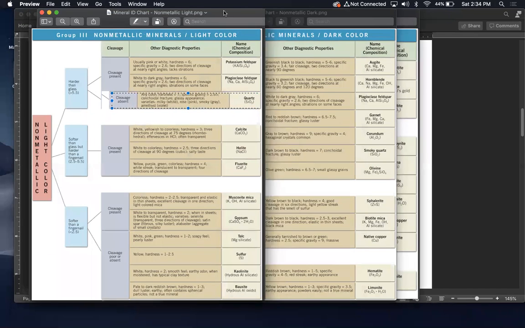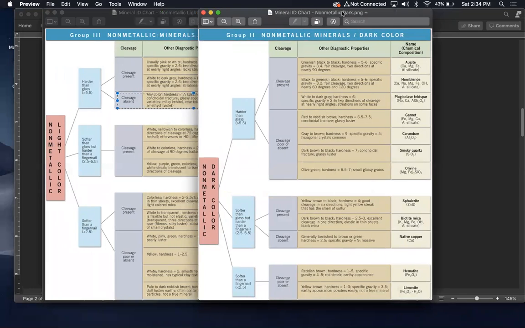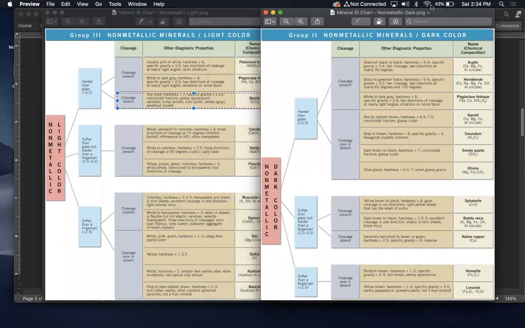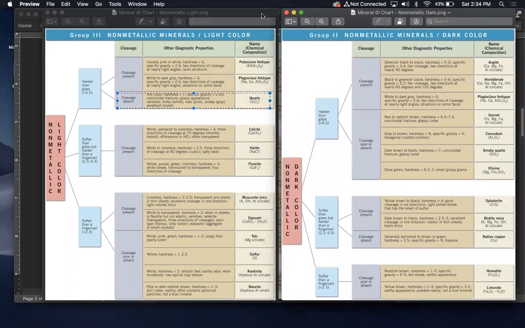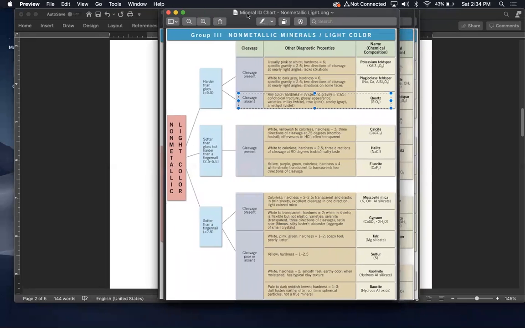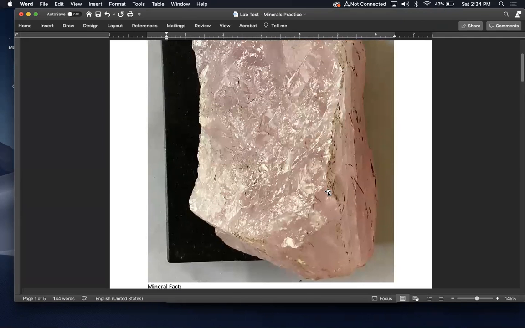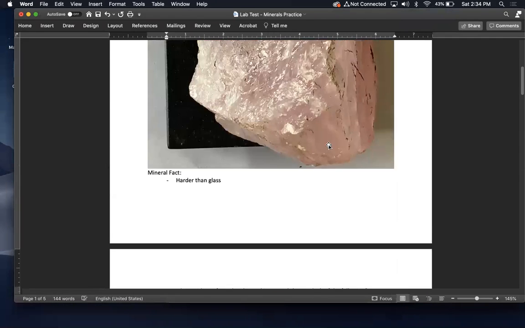So let's see here. We have non-metallic light color, non-metallic dark color, and then we have the metallic ones. Well, this one is definitely a lighter in color mineral, so I'm going to use this one again. And the hint says it reacts with acid. Before I switch back to those charts, I want you to look at this and compare it to the one we just saw up here, and look at the difference in the surface.